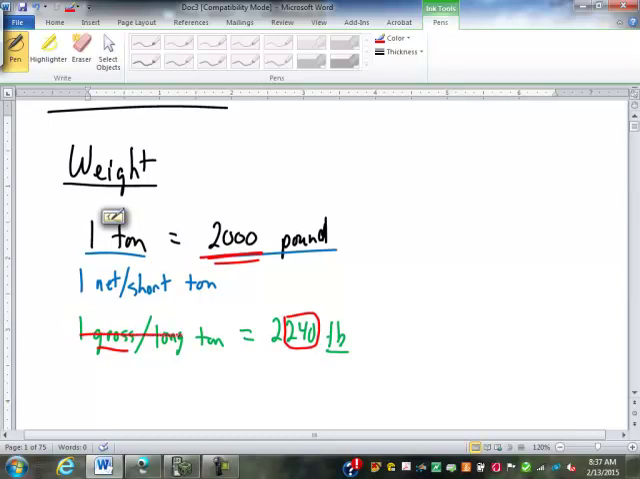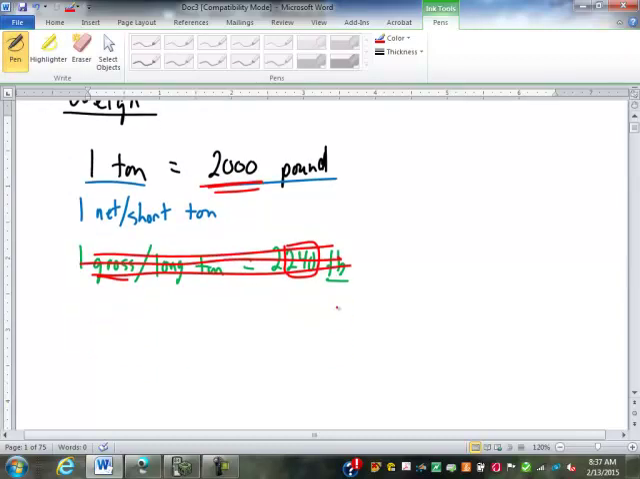Like I said, you don't necessarily have to write that one down and remember it, because I'll never test you on it. But it's sometimes good to know that there is another ton out there. Sometimes you might see that, think that it's a mistake, but it's not. So anyway, smaller than a pound. What's the next smallest unit?